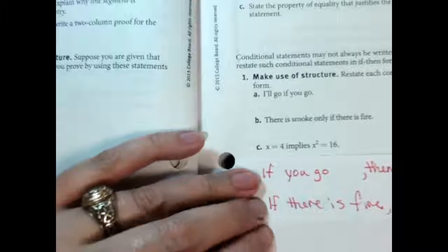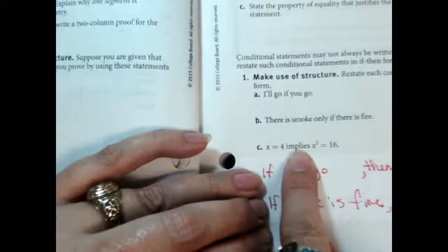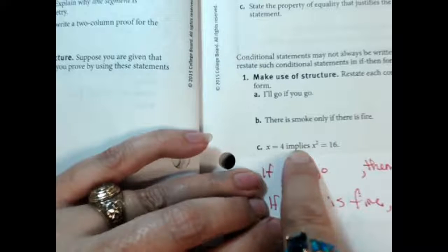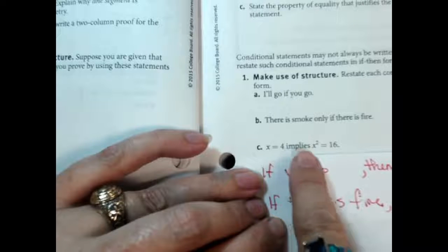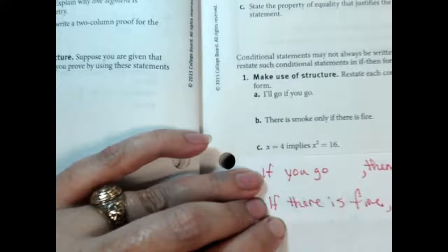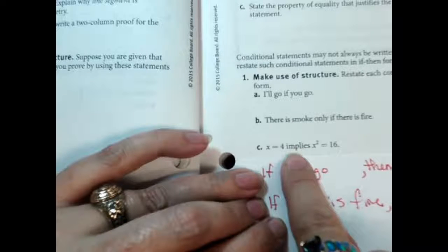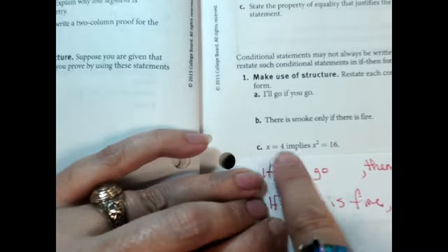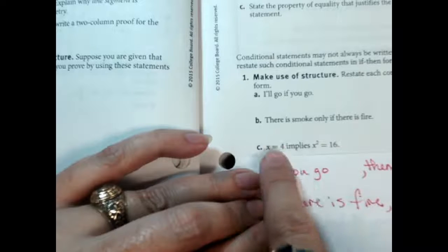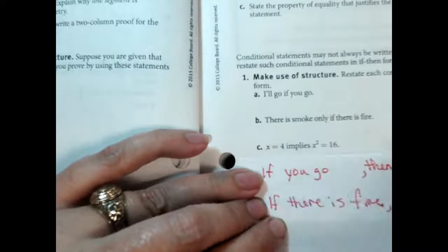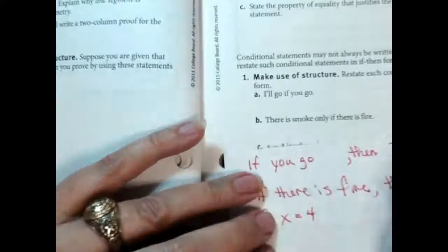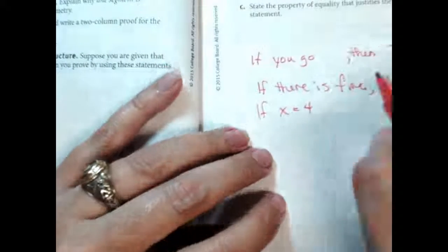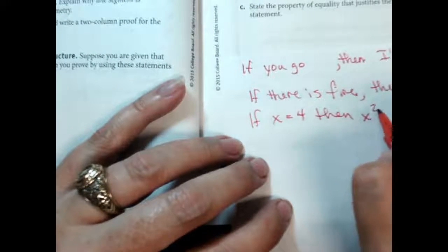And finally, this bottom one. We have to think about what implies means. If you think about what that word means in other contexts, implies means that we're not directly saying it, but we're giving you a very good hint that this is going to be true. So this one becomes our if, and this becomes our then. If x equals 4, then x squared equals 16. And turn the page.